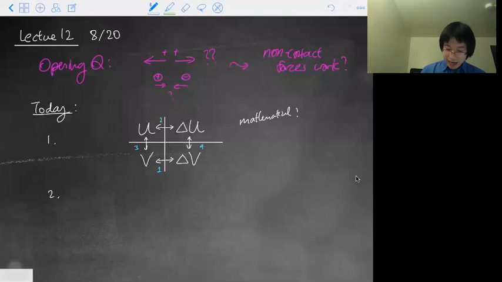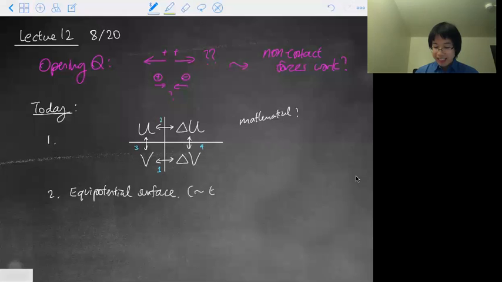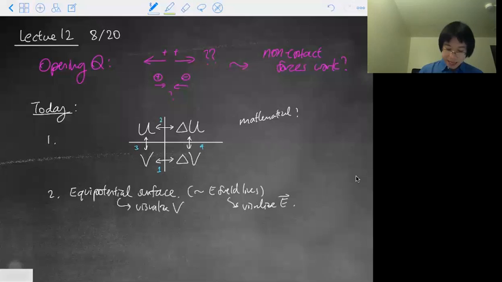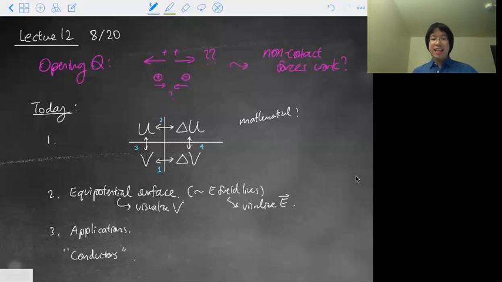And then we will talk about equipotential surfaces. This is almost like the analogy of electric field lines. It's a way to visualize potential, just like electric field lines are a way to visualize electric fields, right? So that's one thing. And we'll look at some applications. And I'll make some comments, especially about conductors. Okay. All right, so that's the plan.